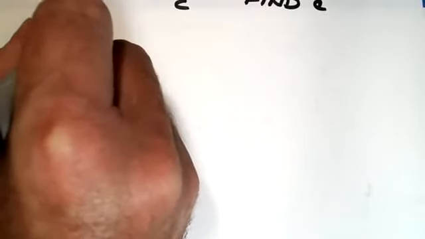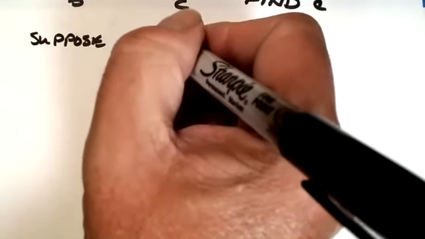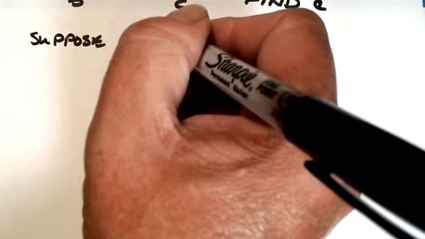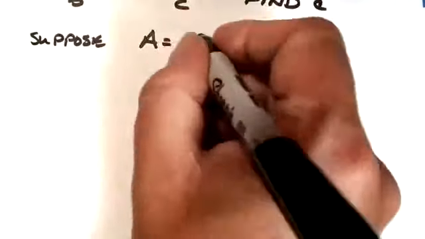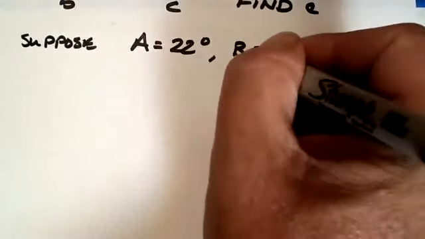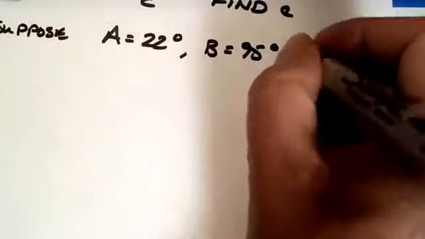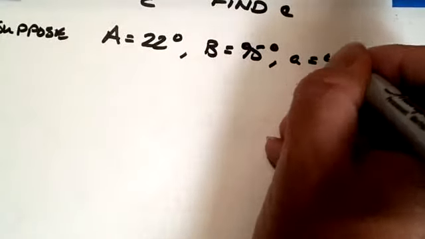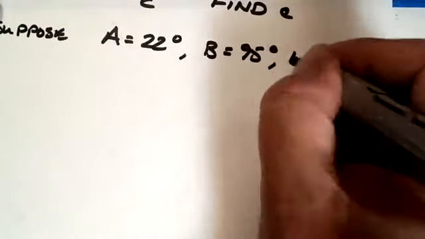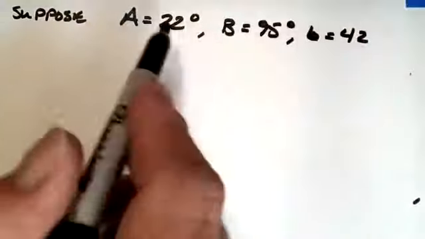So angle side. Let's say, suppose A equals 22 degrees, B equals 95 degrees, and B is equal to 42. Just to make it simple, let me make it B, so it's exactly the same sort of setup. Okay, so A, B, and B.